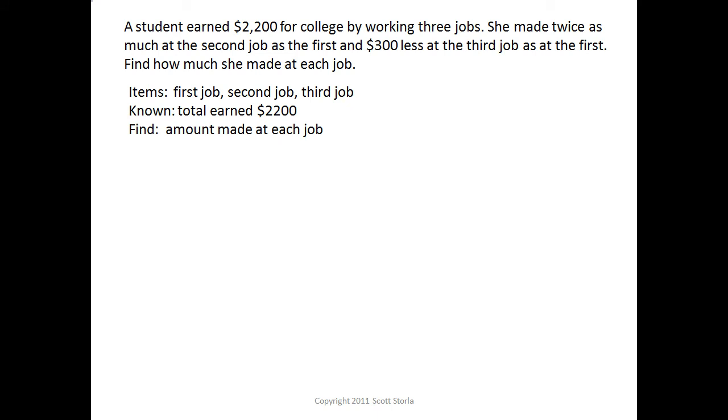Well, we have 3 items. The first, second, and third job. We know the total that's earned is $2,200, and we're supposed to find the amount made at each job. Now, I like drawing pictures for these things, so I'm going to have a picture for the first and second and third job.